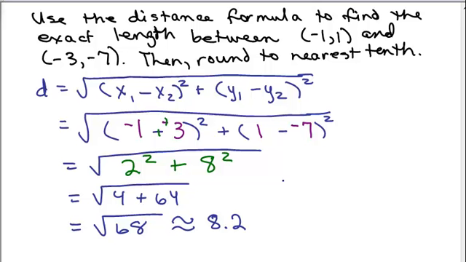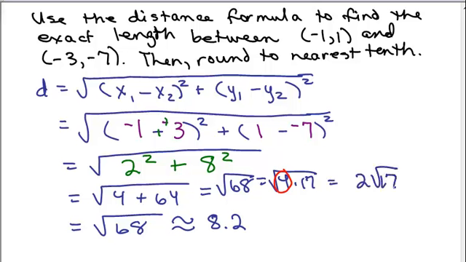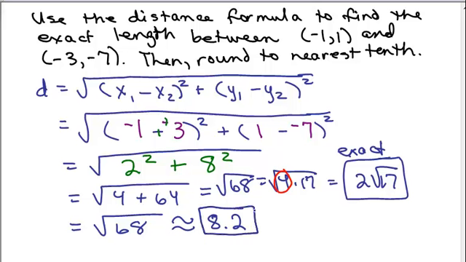But is there a perfect square in 68? I think that is 4 times 17. Square root of 68 is also the square root of 4 times 17. And this is a perfect square. So we would get 2 square root of 17. So this is the exact answer. And this is the approximate or rounded answer.